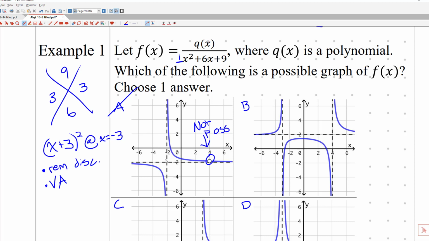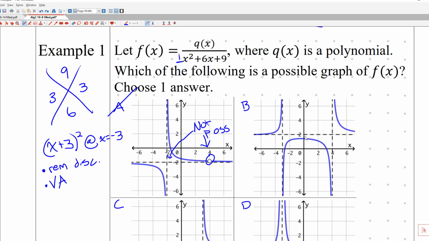And this vertical asymptote at -2 also is not possible, because a vertical asymptote is where the denominator is set equal to 0. If I had some sort of x plus 2 happening, then yes, that's a vertical asymptote, but I have an x plus 3. So again, that's not possible.